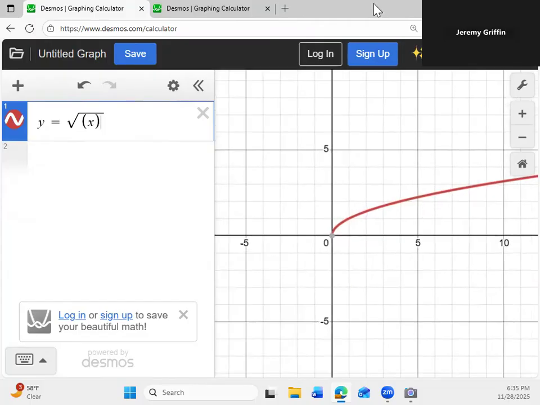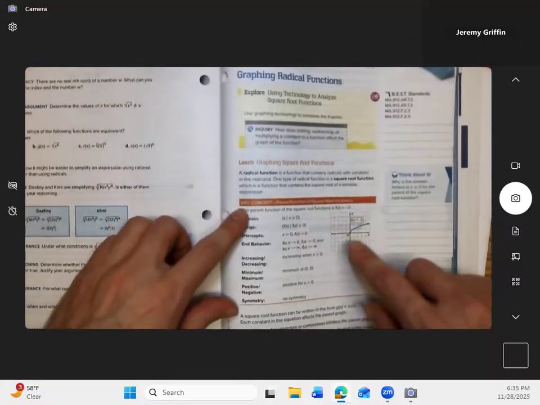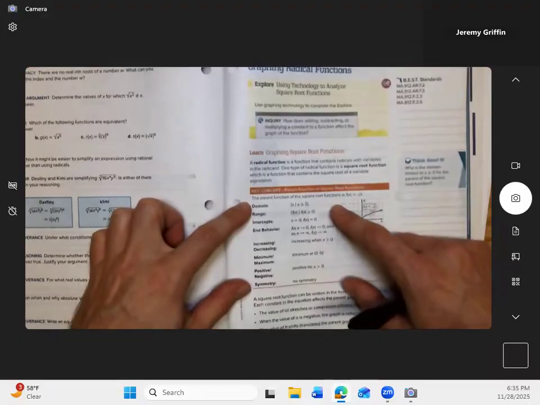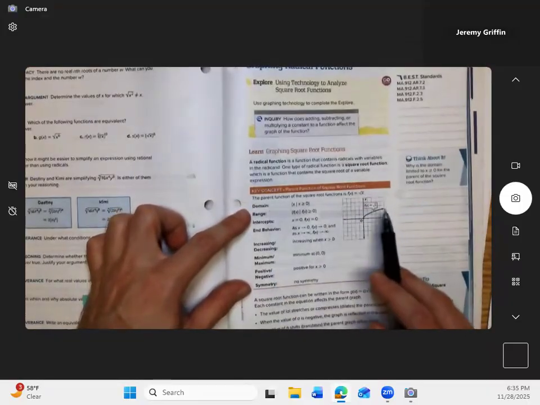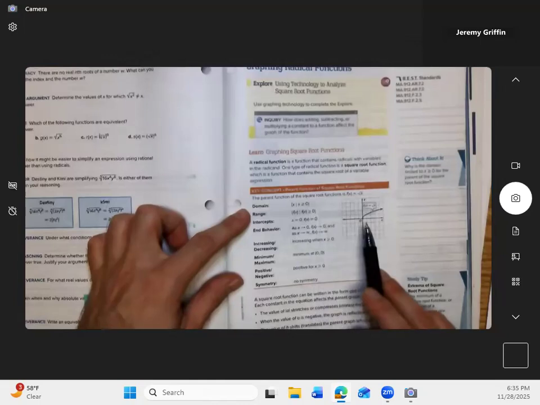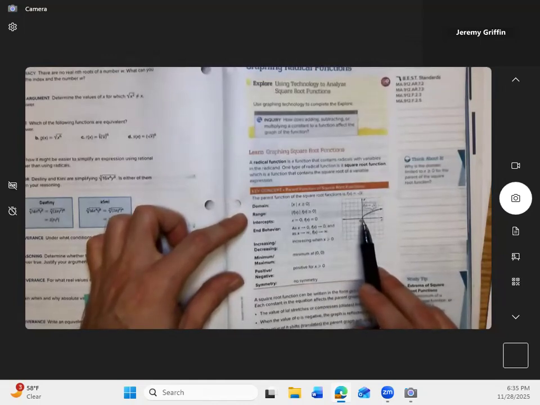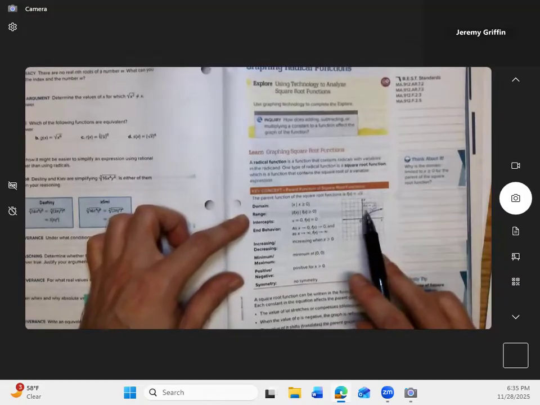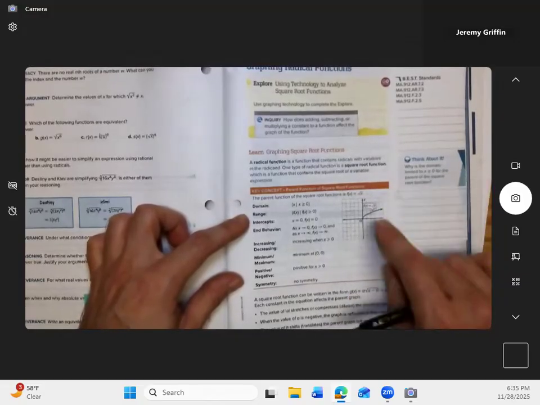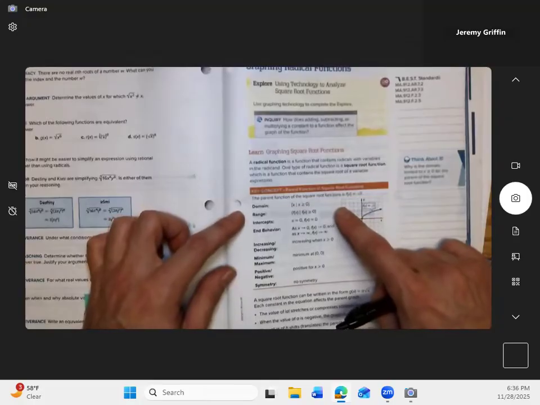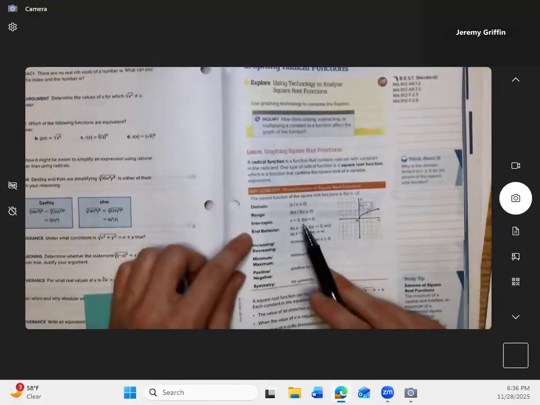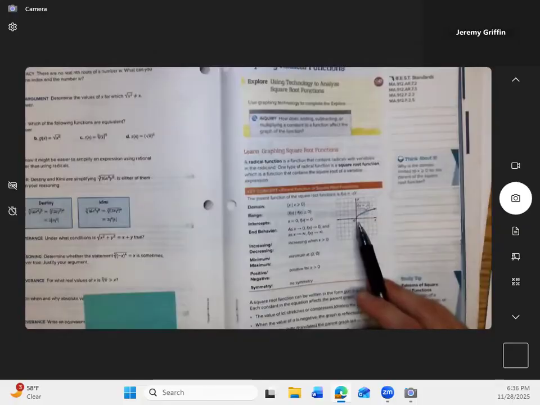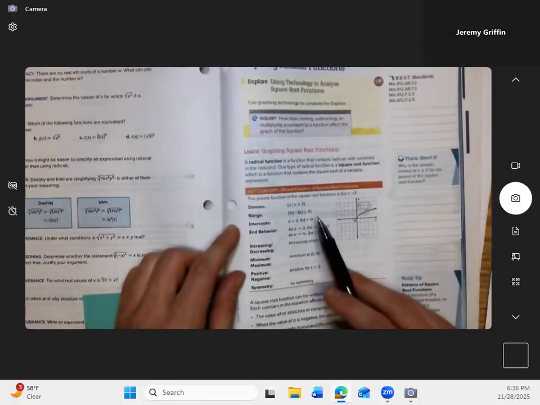What the book is going to have us do next with these is to look at features of the graph. So here's the square root of x I was just showing you. Domain could be x greater than or equal to 0. The range could also be greater than or equal to 0. Remember, domain is possible x values, range is possible y values. So for these square roots, there's that domain and range restriction. Intercepts, well, there's only one. It's at (0, 0), it just touches that point. That accounts for both the x and y intercept.